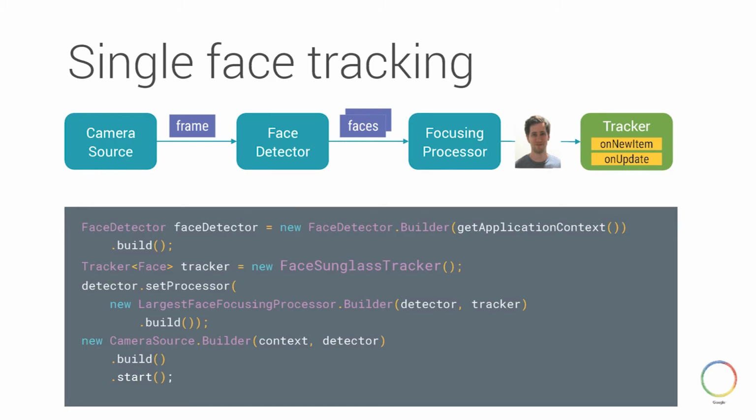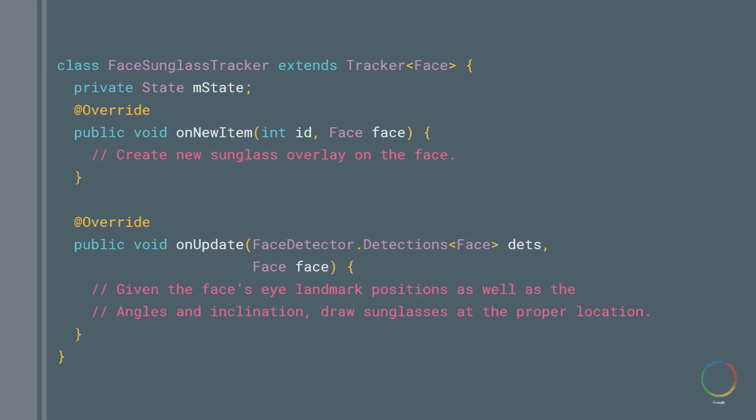So we talked about the focusing processor before. Now let's take a look at what a tracker implementation may look like. So this might be the sunglasses tracker that you see in our demo. And on new item, you want to add your sunglasses to your view hierarchy. And you want to override onUpdate to update where that graphic is so it moves with your faces.